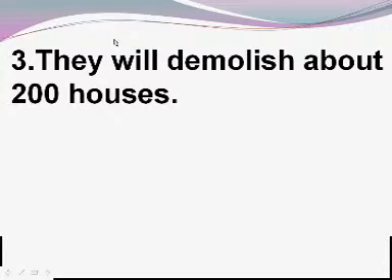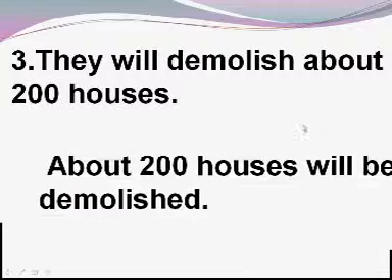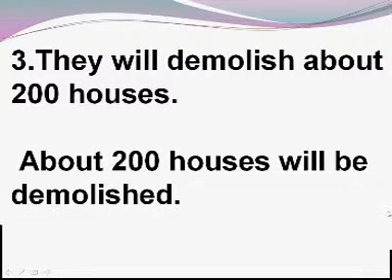Number 3, they will demolish about 200 houses. So where is the object? About 200 houses. We start with that. Remember we have a modal verb plus infinitive, so we should use the same modal plus be plus past participle. So it will be, very good, about 200 houses will be demolished.